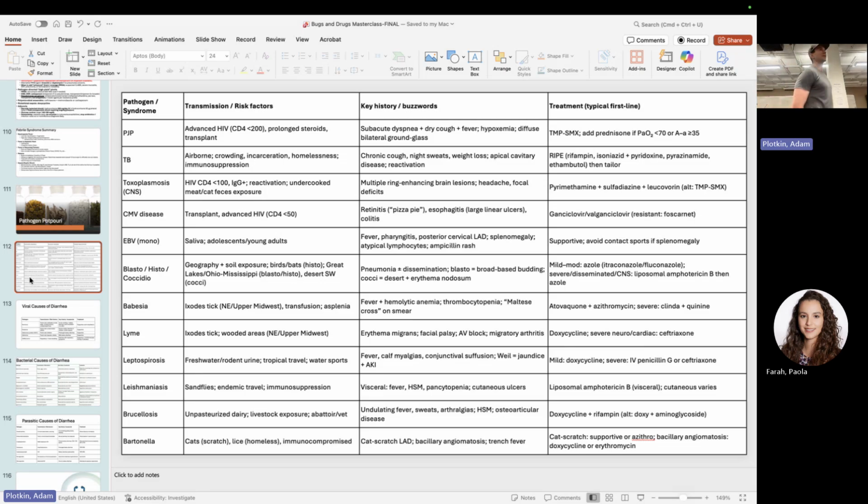Atovaquone plus azithromycin. On a very important exam that I shall not name, that I may have taken a year ago, there was a question where they gave you the run-of-the-mill Maltese cross, and they asked, which of the following should be used for treatment? And there were like 20 options, and they were all nonsense. And I'm like, no one is going to know this except for this guy right here. And the answer was azithromycin. And I'm like, no one knows it, right?